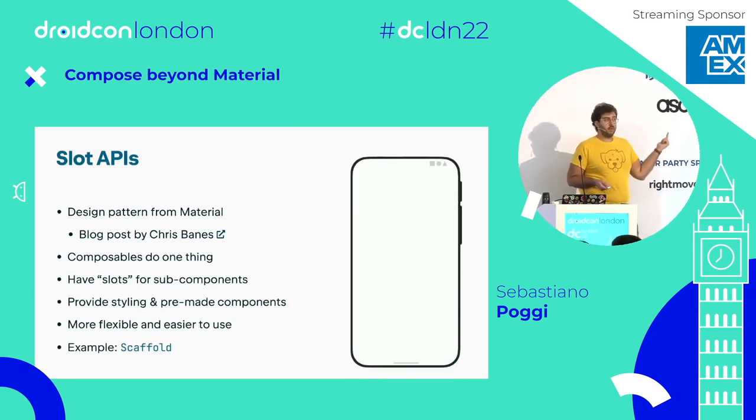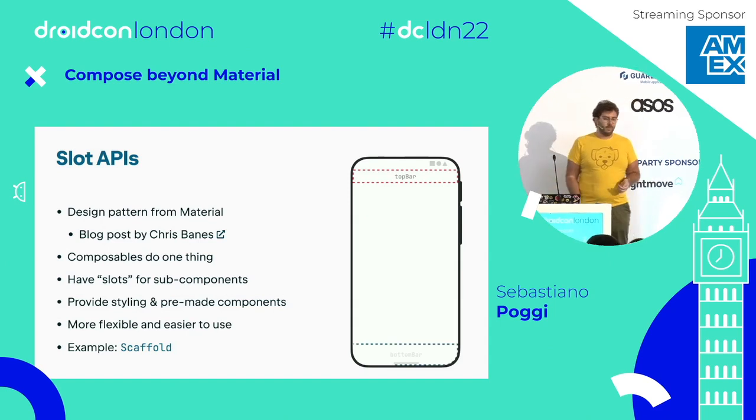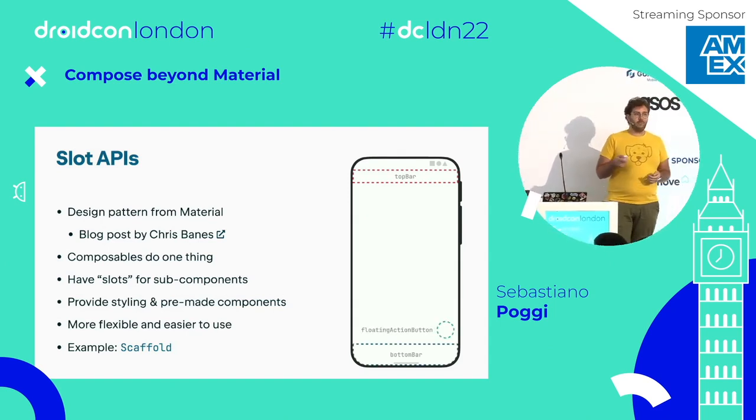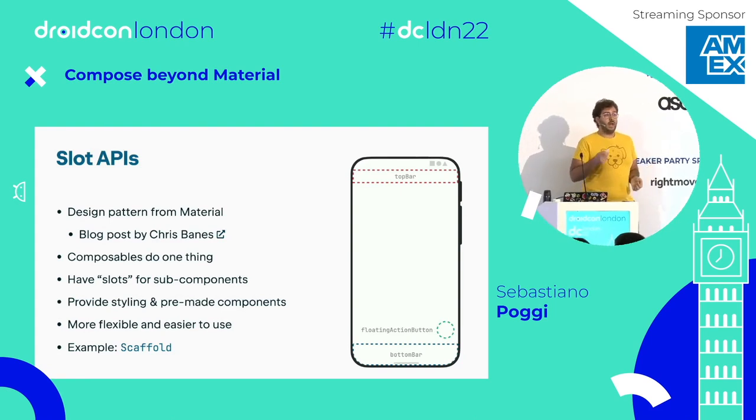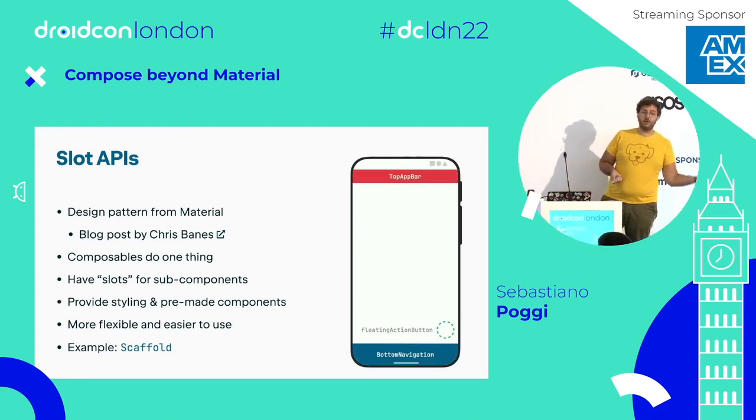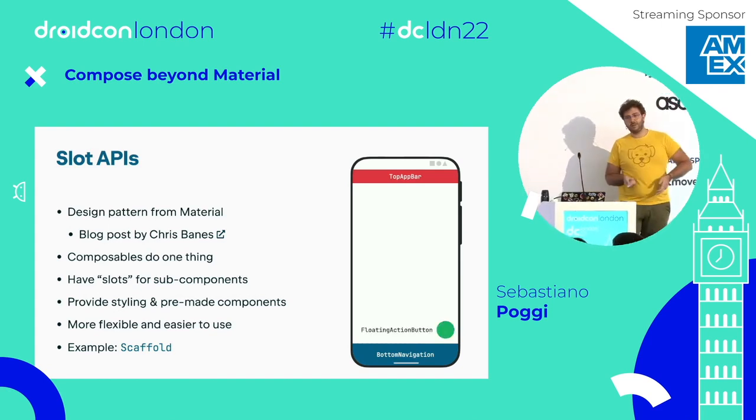An example in Material would be Scaffold. The Scaffold has a slot for the top bar, a slot for the bottom bar, a slot for the floating action button, and more. And also, Material provides a concrete top app bar implementation, a concrete bottom navigation implementation, and a concrete floating action button implementation.